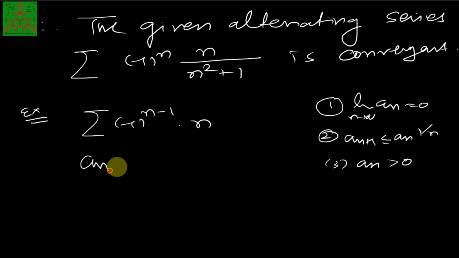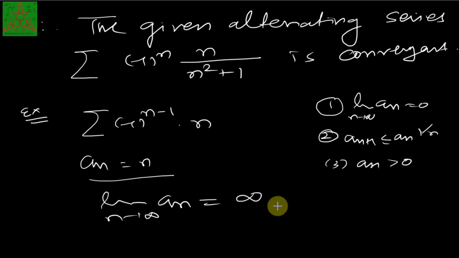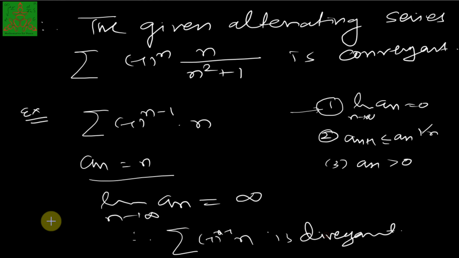So here you note that a_n is n, but the limit of a_n is infinity as n tends to infinity. So that's why the first condition is not satisfied. Even the second condition is not satisfied. So by this test, this series is divergent. So I can say that the summation of (minus 1) raised to n minus 1 into n is divergent. In that manner, you can check whether a given alternating series is convergent or divergent.